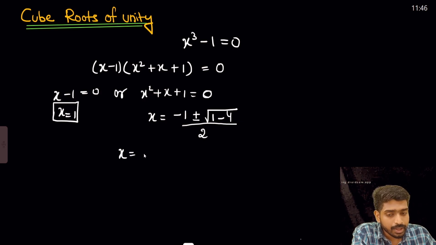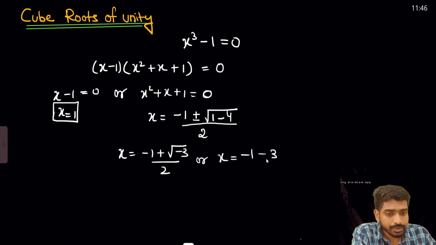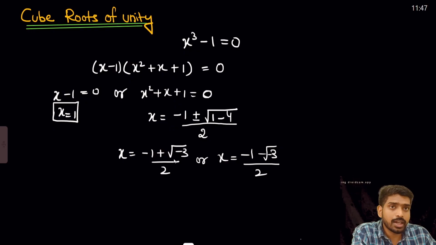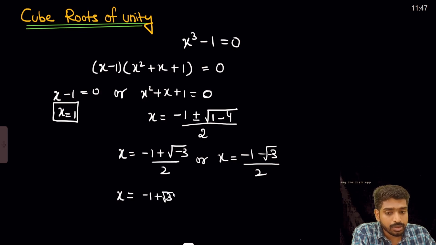One value of x is minus 1 plus the square root of minus 3, by 2, or x is minus 1 minus the square root of minus 3, by 2. Right, the square root of minus 3 I can write as root 3 iota. So x is equal to minus 1 plus root 3 iota by 2, or x is equal to minus 1 minus root 3 iota by 2, right?